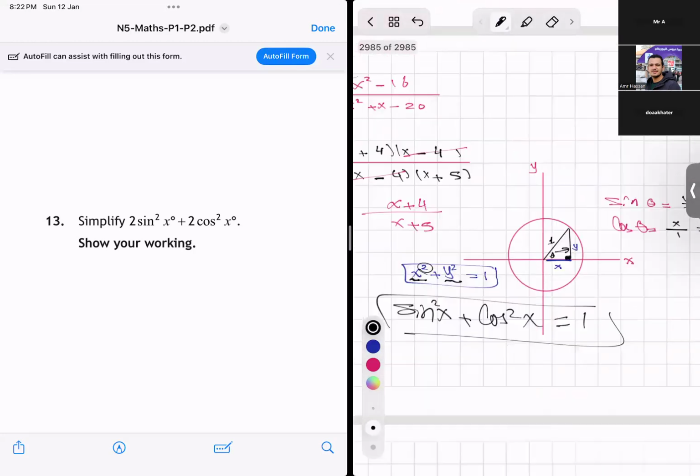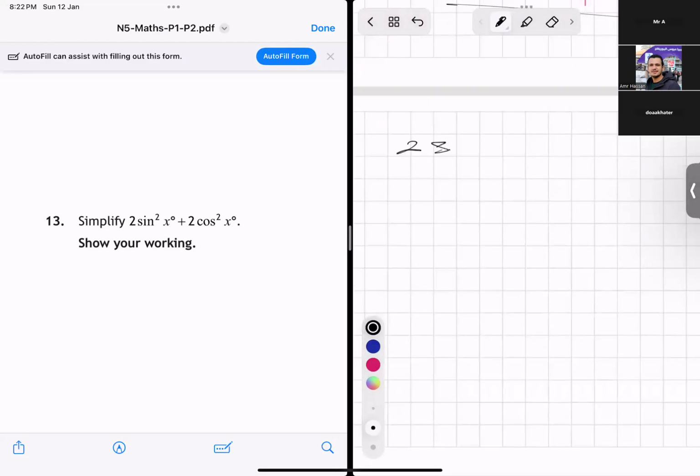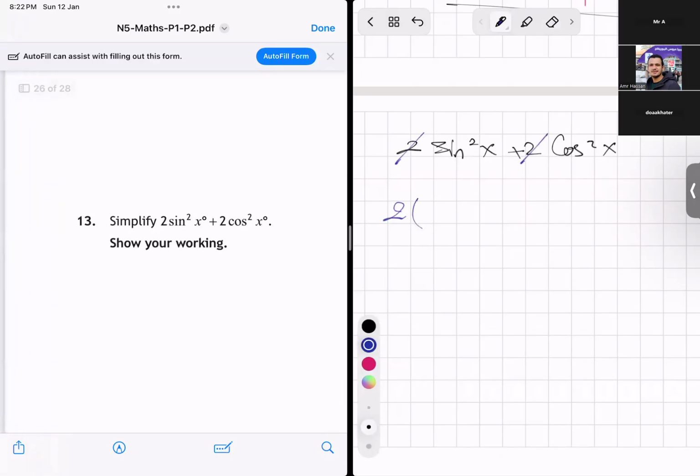Okay. So look at this one. I have 2 sine squared x plus 2 cosine squared x. I found out something. So I have the ability to pick up 2 as a common factor, right? Yeah. So let me write it. So it's going to be 2 times sine squared x plus cosine squared x, right? From just a little bit of time, I proved that sine squared x plus cosine squared x equals 1, right? So it's going to be 2 times 1, which equals 2.